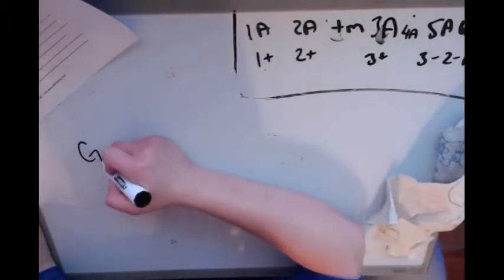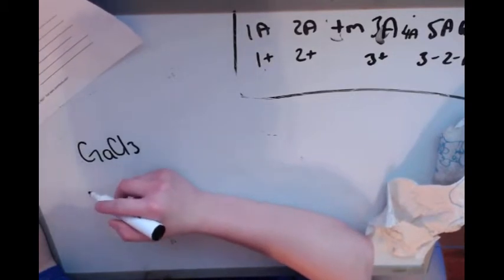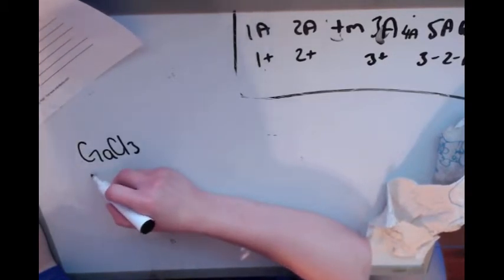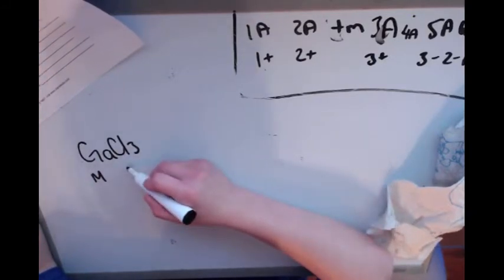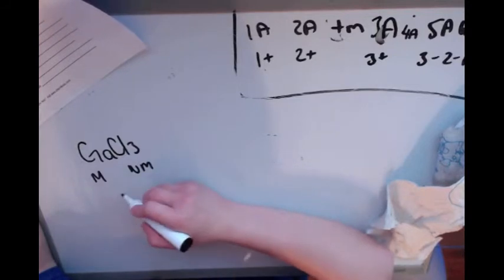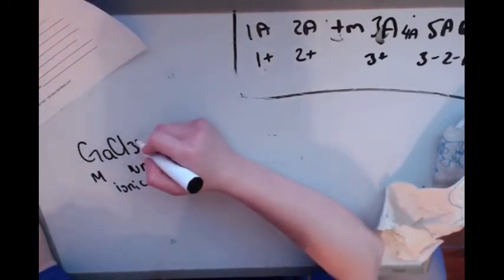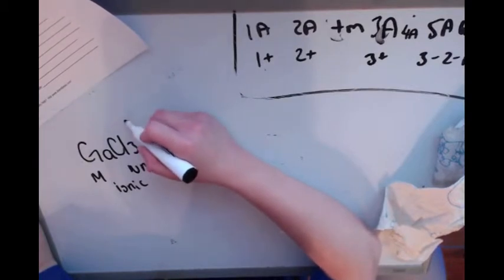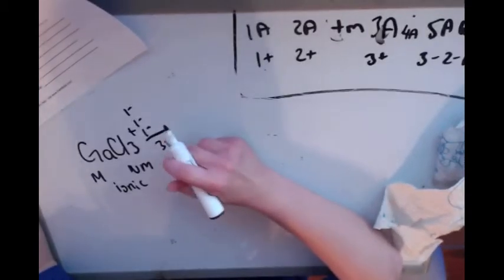Let's continue with the examples. We have GaCl3. Gallium is a metal. It's in the 3+ column. Cl is in the 7A column, and it is a nonmetal. So metal plus nonmetal is an ionic compound. There are 3 chlorines here. You know that one chlorine is 1 minus. So you have 1 minus, 1 minus, 1 minus. So that's 3 minus in total.